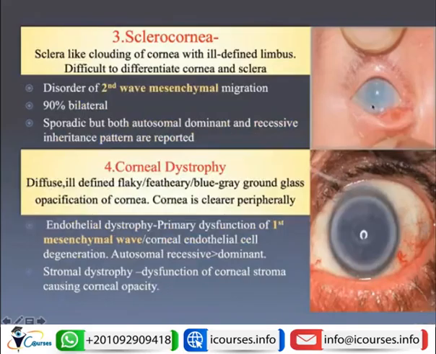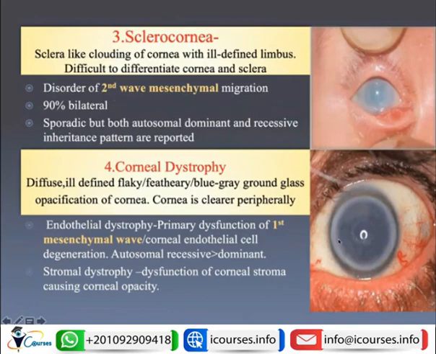Okay, so sclerocornea can occur due to scleralization of the cornea, where the cornea becomes opaque with an ill-defined limbus. So you will not be able to distinguish between the cornea and sclera. This occurs due to failure of the second mesenchymal wave migration. We will see about it later, and we will know what the second mesenchymal wave will form in the eye.